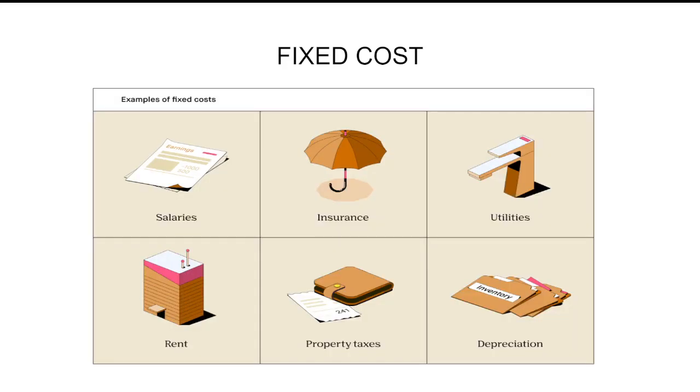So fixed costs mean costs which are incurred and paid though there is no level of activity, or though there is a double production. That means whether there is an increase or decrease in the production, it will not affect fixed cost. Fixed cost has to be incurred. These are some of the examples of fixed cost.